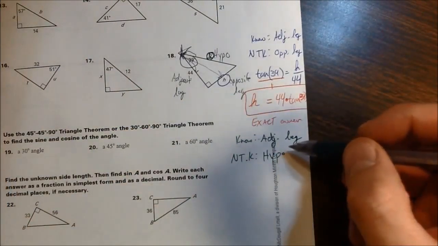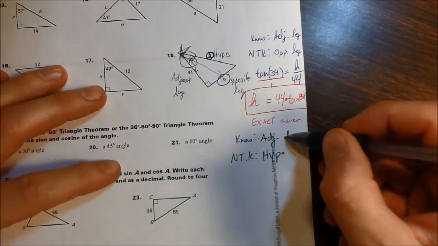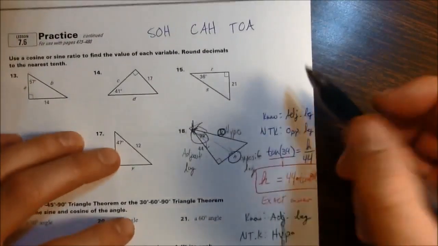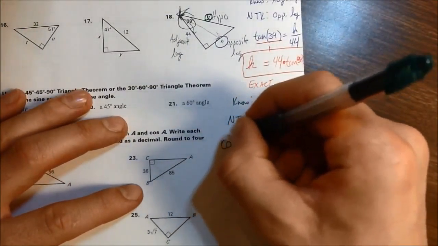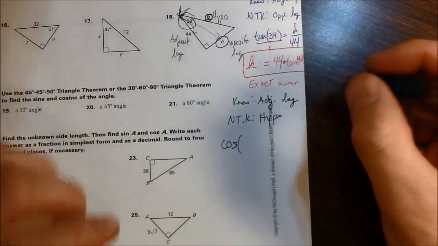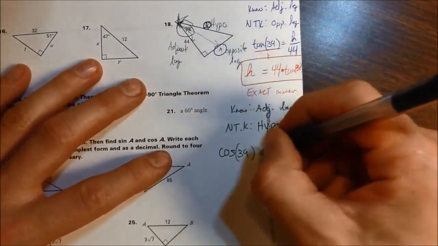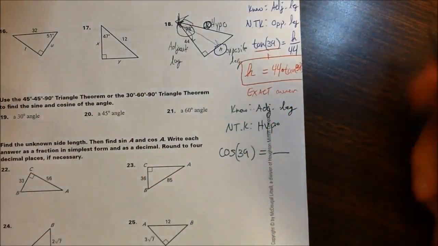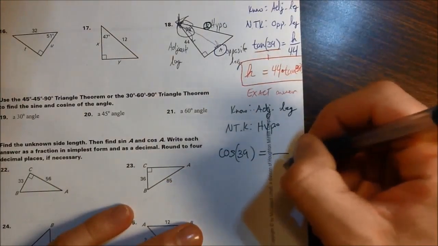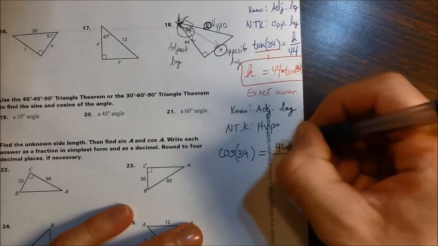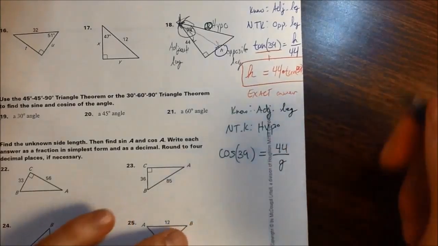Then you ask yourself, okay, which trig function involves the adjacent leg and the hypotenuse? And so you look and you say, adjacent and hypotenuse, that is cosine. And that is how you choose which trig function you're going to use. So cosine of my angle, 39 degrees, because that's the one we're given and using, is equal to, and then we're going to write this cosine ratio. Cosine compares adjacent divided by hypotenuse. So my adjacent leg length is 44 in the diagram, and my hypotenuse is what I'm looking for, represented by the variable g.